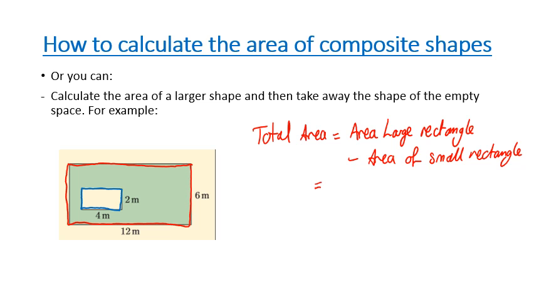So in this particular case, the area of a large rectangle is 6 times 12. And we're going to take away the area of the small rectangle, which is 4 times 2, because remember the area of a rectangle is length times width. 6 times 12 is 72. Take away 4 times 2, which is 8. 72 take away 8 gives me an answer of 64 meters squared.